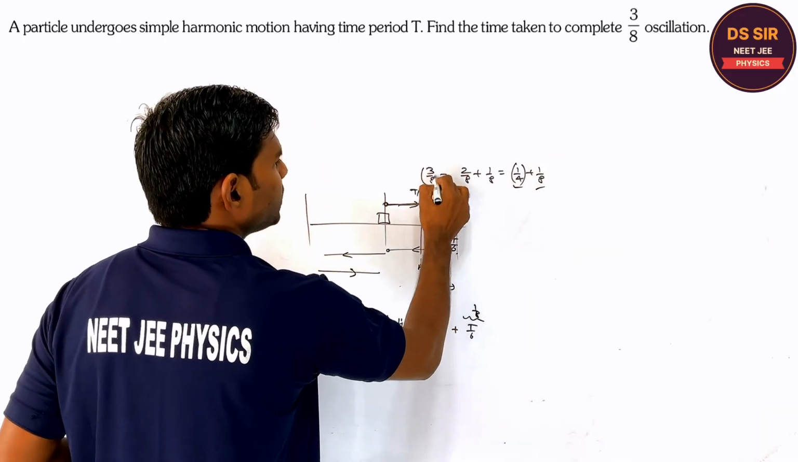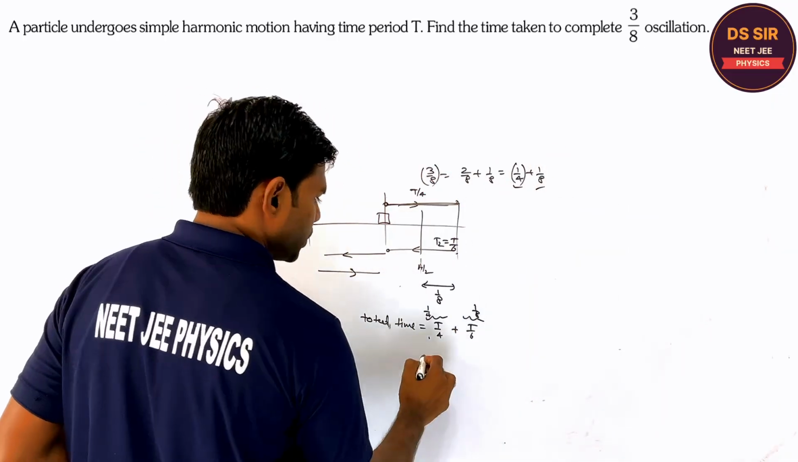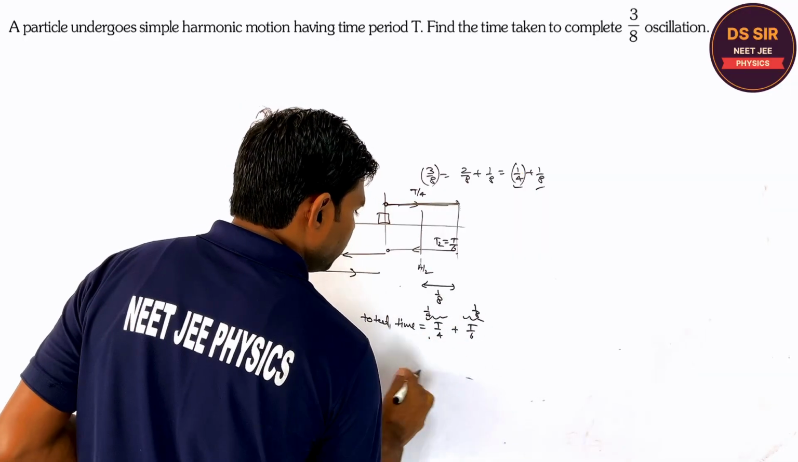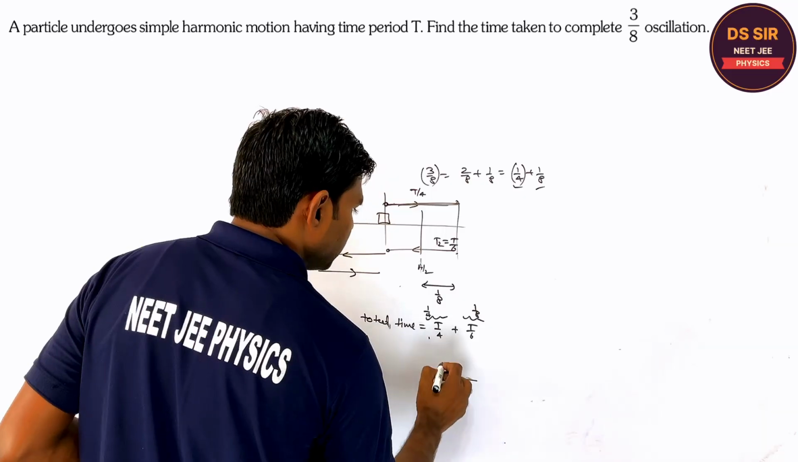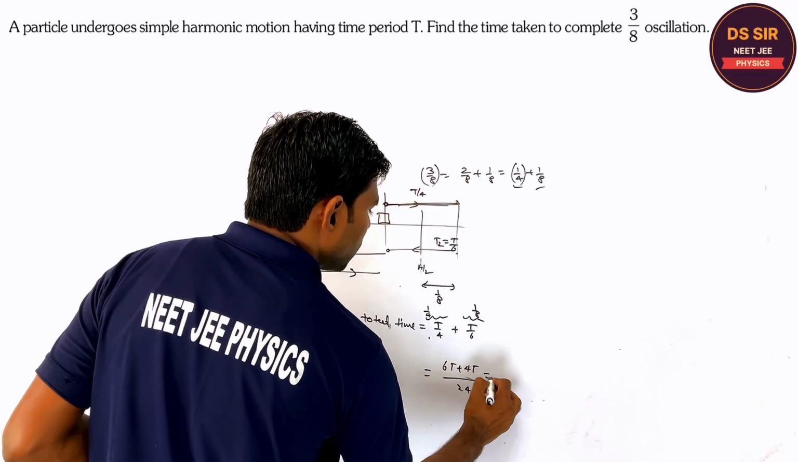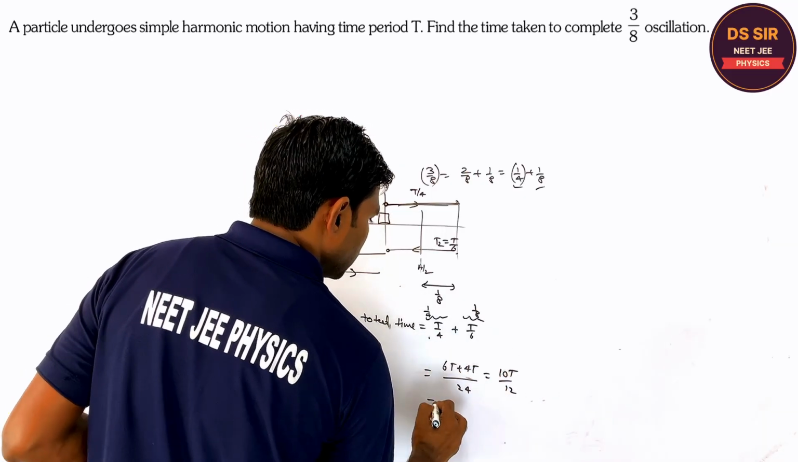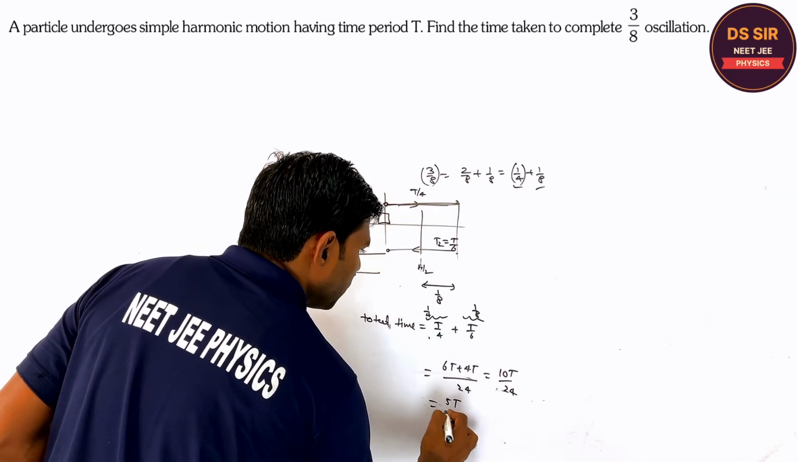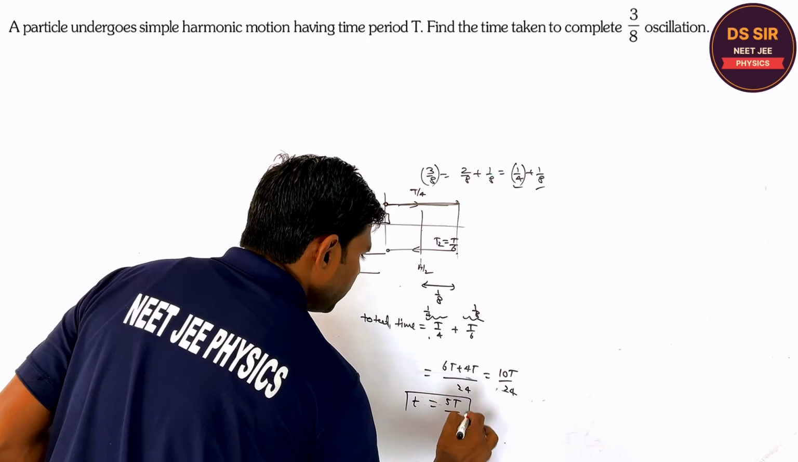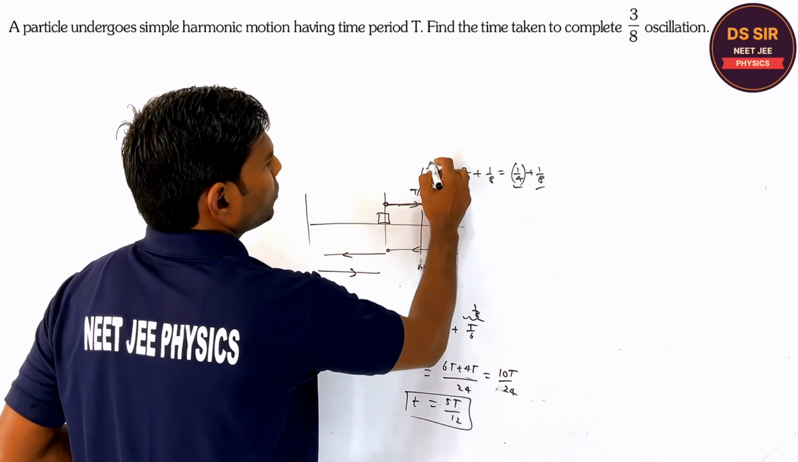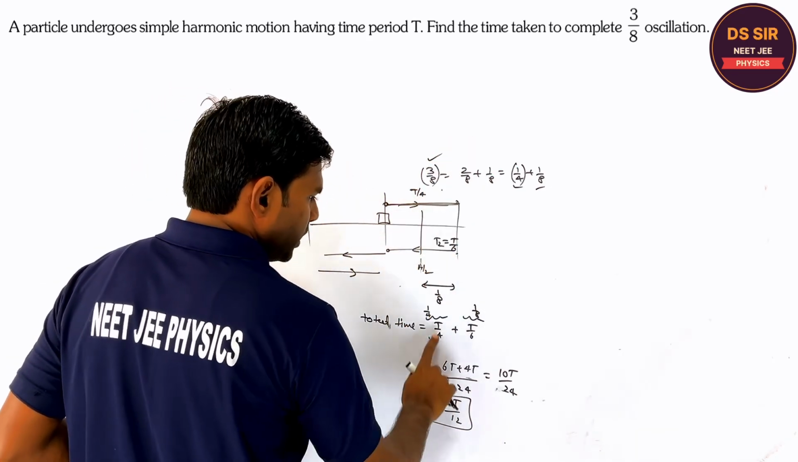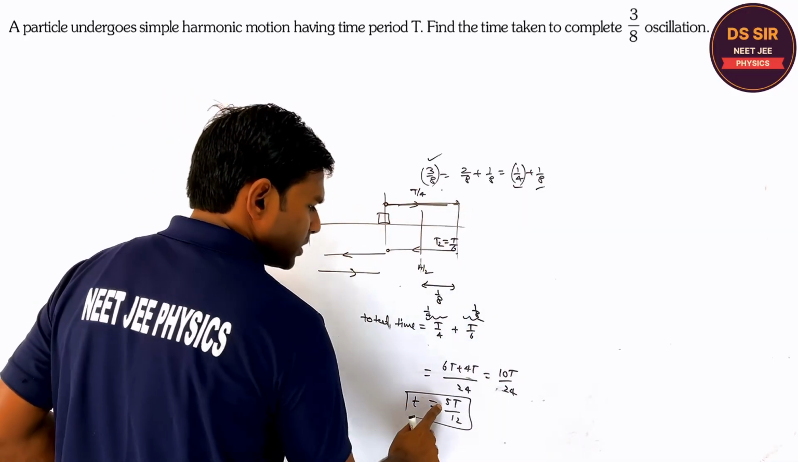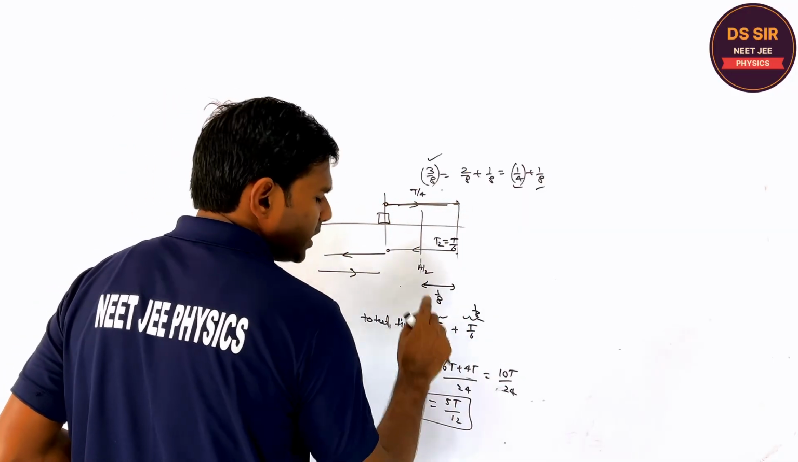1/4 plus 1/8 is equal to 3 by 8 oscillation. So the answer will be, we have to add them. 24 is the LCM. 6T plus 4T is equal to 10T by 24, which is 5T by 12. So the total time taken to complete 3/8 oscillation is T by 4 plus T by 6, which is equal to 5 capital T by 12.